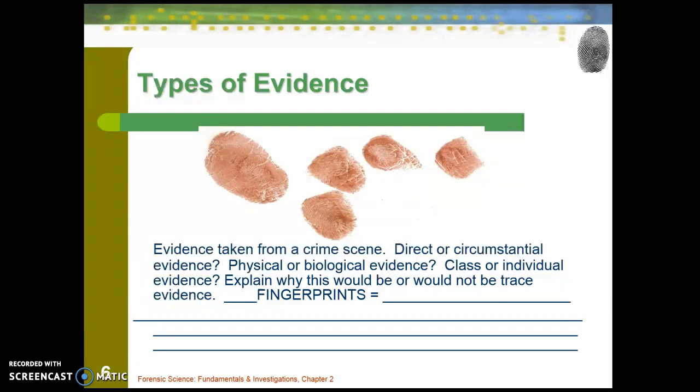So evidence is taken from a crime scene. It can be direct or circumstantial. It can be physical or biological, class or individual. Explain why this would be or would not be trace evidence. So our example here that you see is fingerprints.